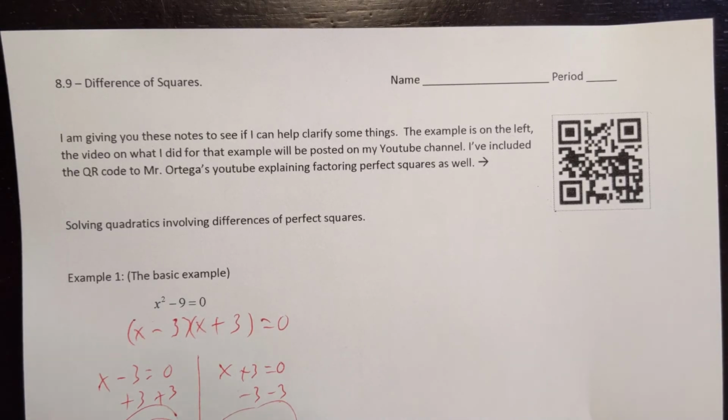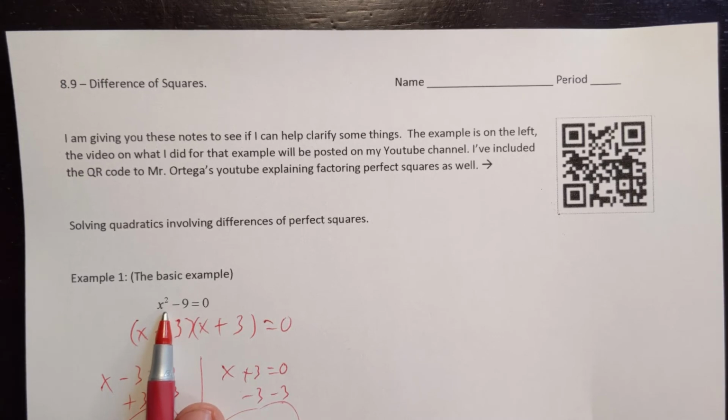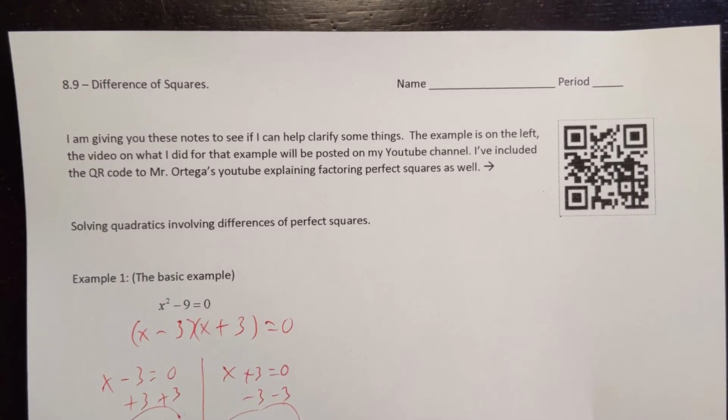To check your work, you can plug it back in and see that it works out. If I put a 3 in here, 3 squared would be 3 times 3, so that'd be 9. 9 minus 9 would be 0. 0 equals 0 is a true statement, which means it works. If I put a negative 3 into here, negative 3 times negative 3 is going to be a positive 9. 9 minus 9 is still going to give you a 0, and 0 equal to 0 is still true. So that's how you can check afterwards to see if you got it right or not.